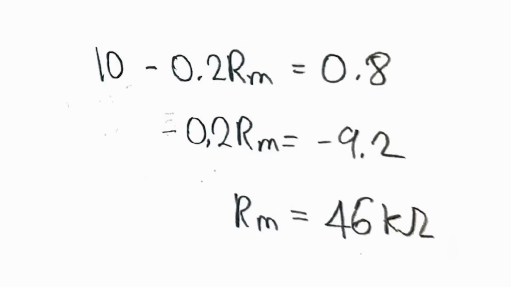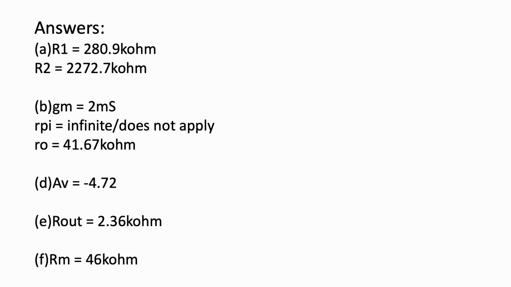Since we just found out that VG is 0.8 volts, and then VG must also equal 10 minus 0.2 times Rm, we can set those two equations equal to each other and we can solve for Rm, which gives us Rm equals 46 kiloohms.